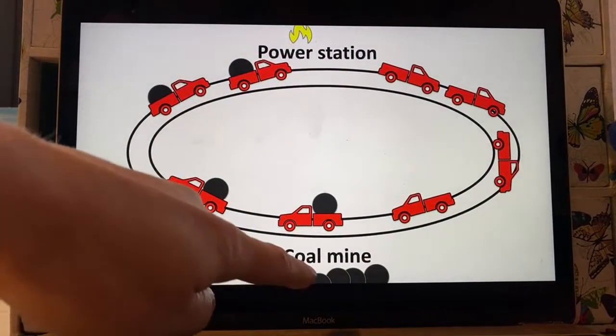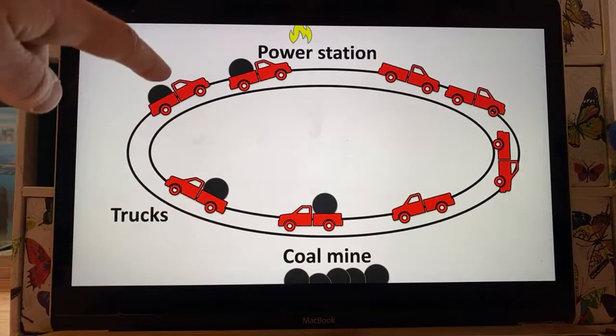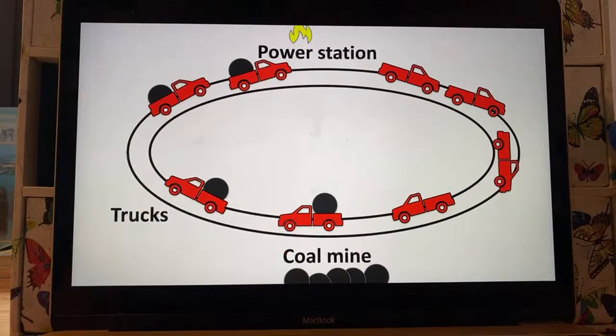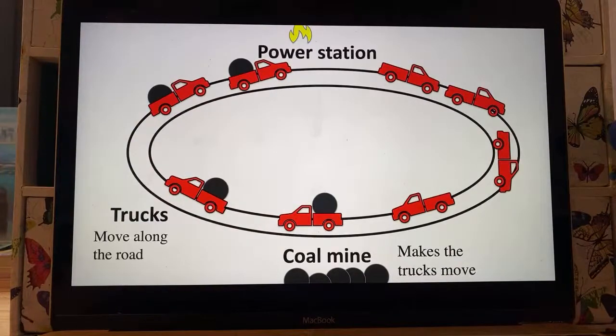We've got a coal mine, right? And some trucks which are carrying coal to a power station and then giving the coal to the power station, and then the trucks are coming back empty, okay? I'm going to keep coming back to this model over the weeks, I think. So the coal mine is the thing that makes the trucks move, right? Without the coal mine, there'd be no coal, there'd be no point in the trucks moving. The trucks move along the road and the power station uses up the trucks' coal.